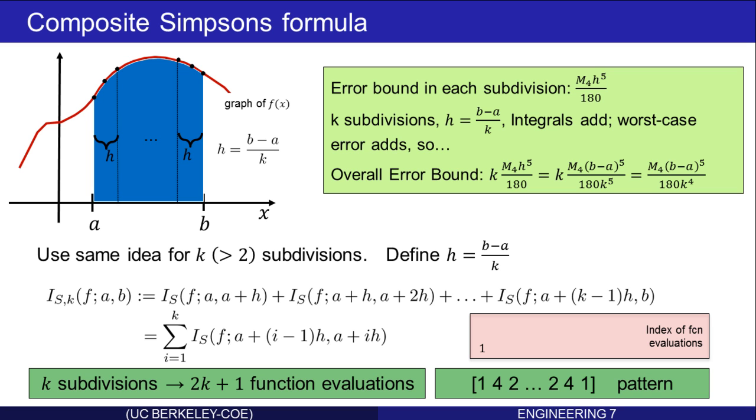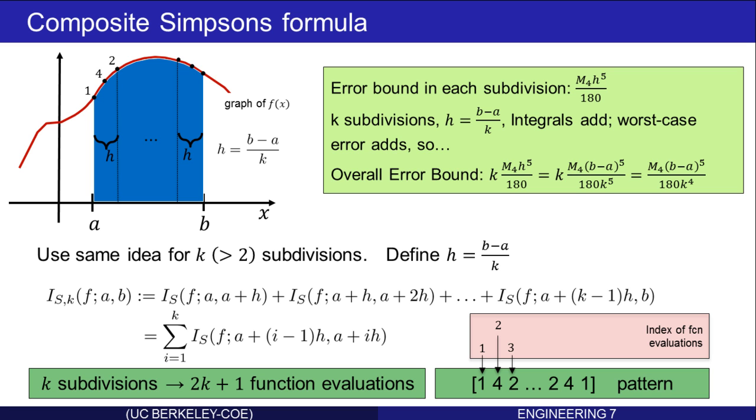The very first function evaluation gets a weight of 1, and that is the function evaluation at point A. The second function evaluation gets a weight of 4, and that is the second point there between A and A plus H. The third function evaluation point gets a weight of 2, and that is at A plus H. This repeats 4, 2, 4, 2, 4, 2.